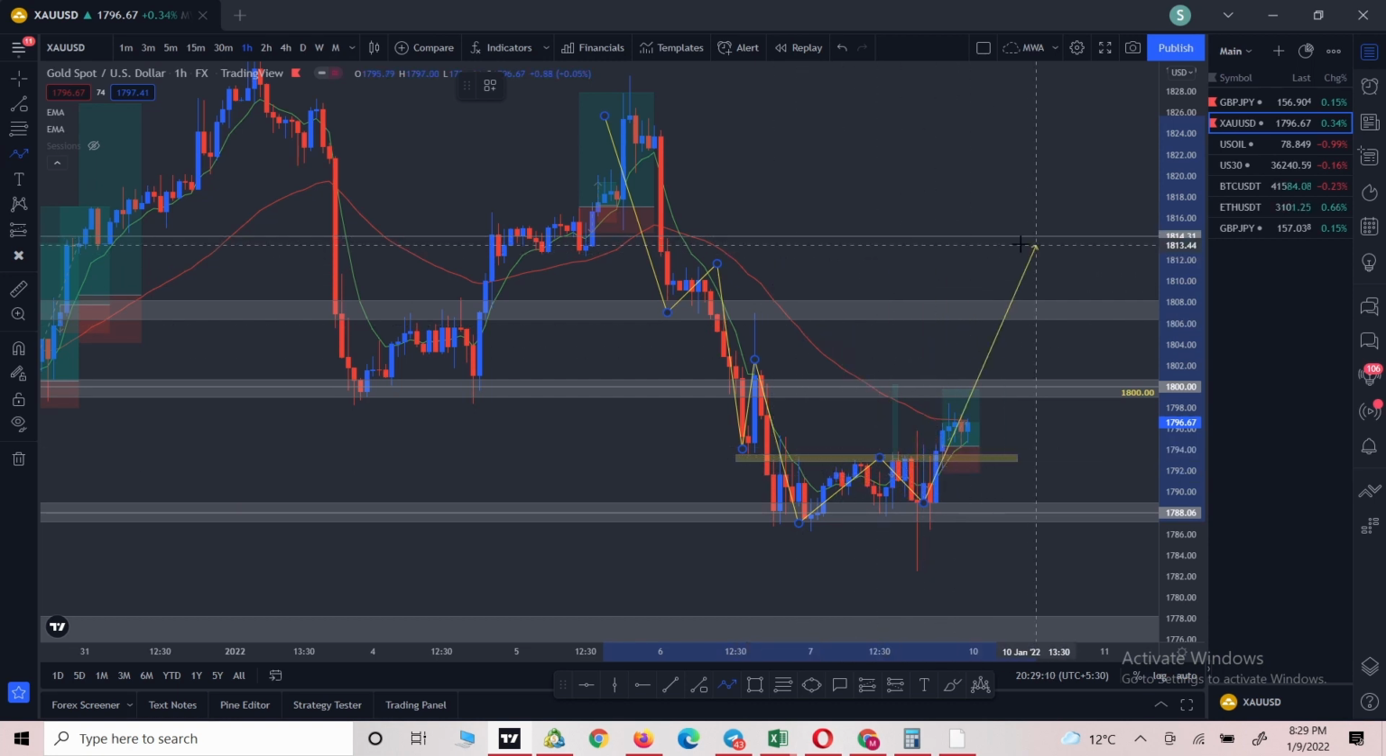Now as I mentioned, we have the daily zones, 4 hour zones. So here as well you can see we have this 1 hour zone because this was the resistance and this was the support on the 1 hour.